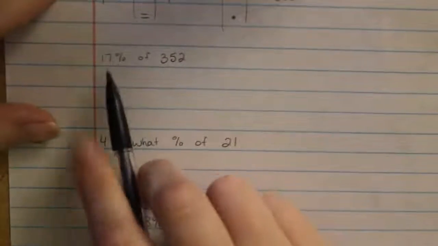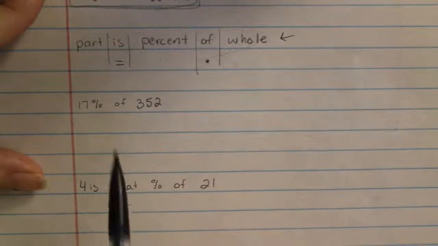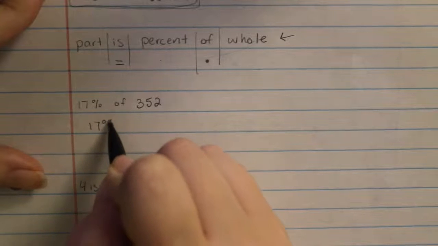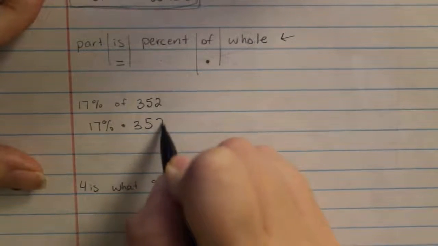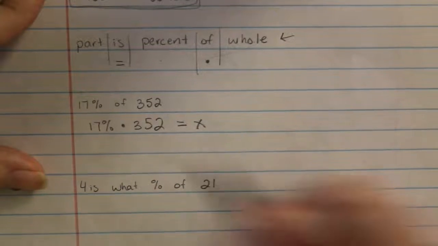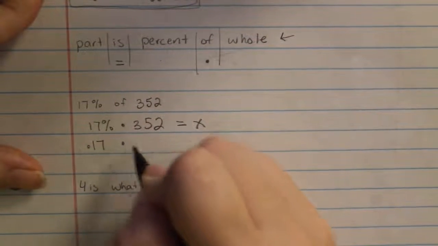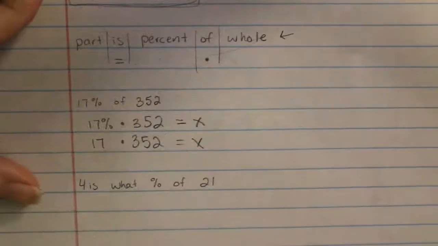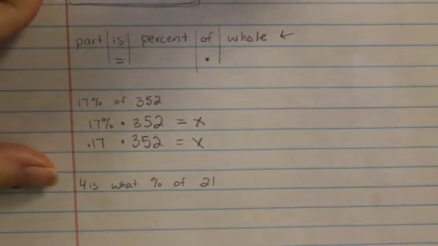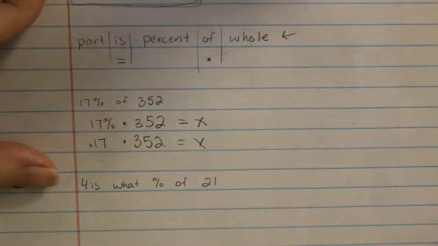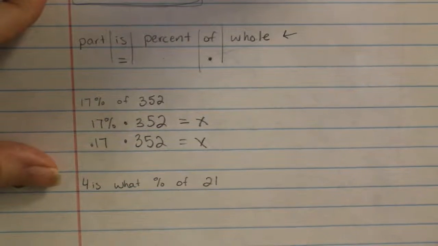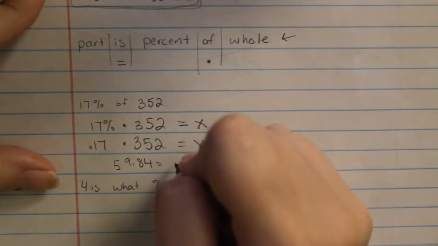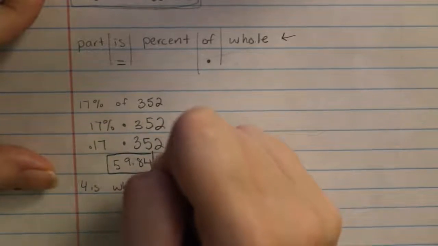So here I have 17% of 352. Well, I don't have the is or the part, but what I can do is I can actually set this up. So I've got 17% times 352 equals what I'm looking for. I have to put this into decimal format. It still equals what I'm looking for, and then all that's left is multiplication. So it's 0.17 times 352. And that actually gives me that 59.84 is 17% of 352.